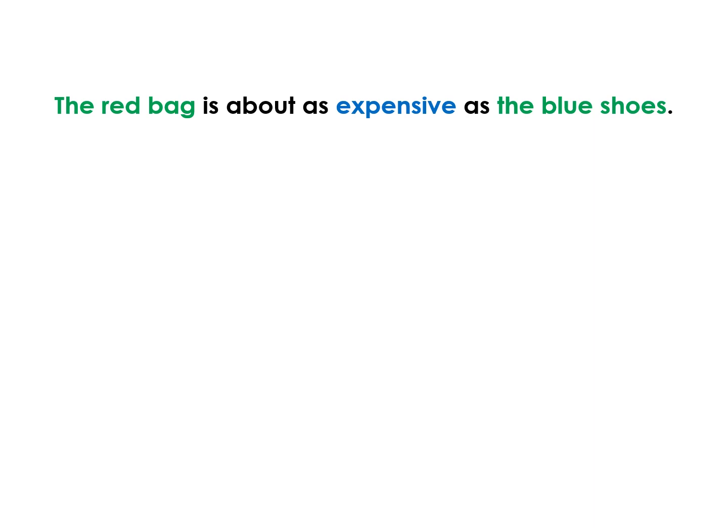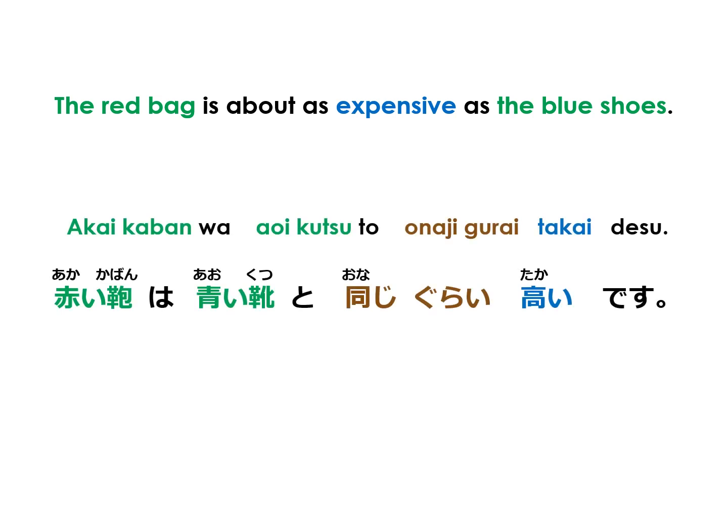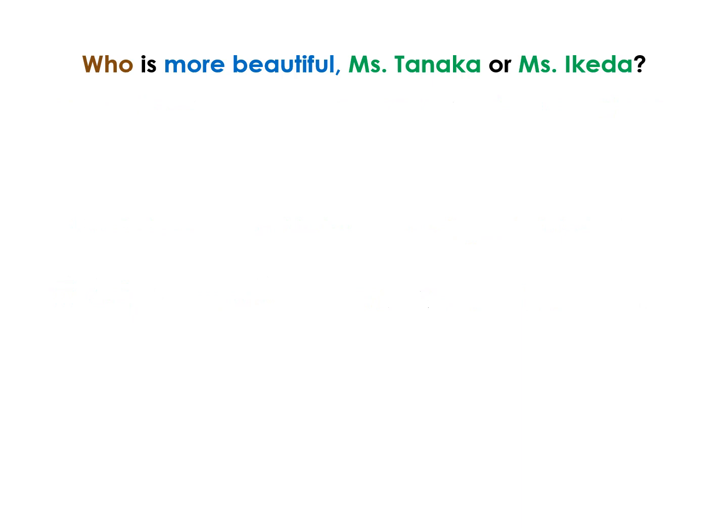To say more specifically that the red bag is about as expensive as the blue shoes, in Japanese we say 赤いカバンは. Now we use the particle wa because we're making a general statement here. 青い靴と means compared with the red bag, 同じぐらい高いです means about the same as expensive. 赤いカバンは青い靴と同じぐらい高いです.